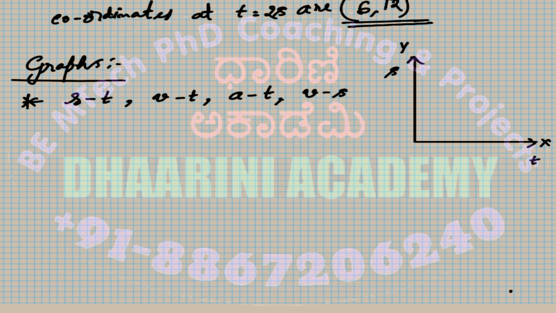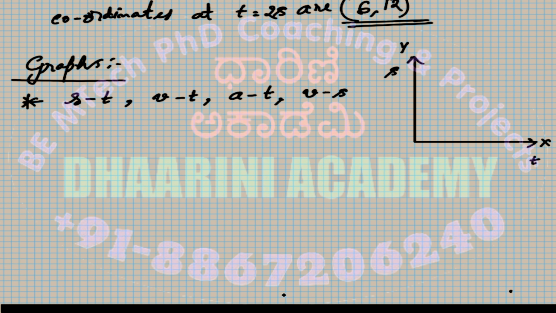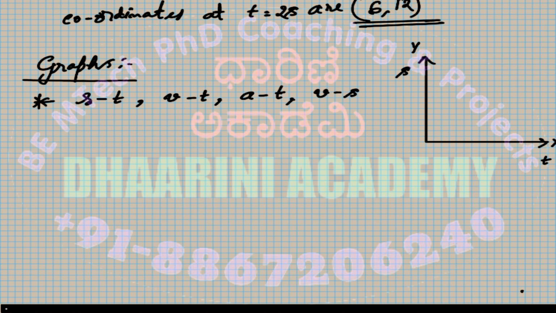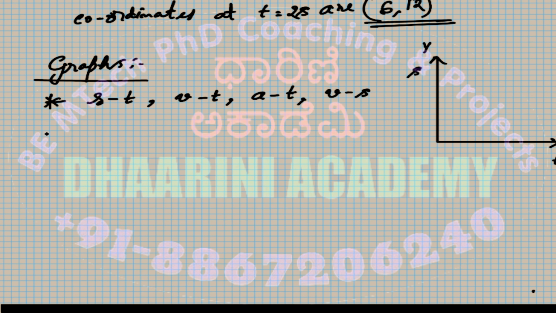Okay, now the shape of the graph will be decided by the equation that relates x and y. So how do you relate y with x? Y with x indicates s with the time, or v with the time, or a with the time, or v with s. Any of them. How they are related to each other will decide the shape of the graph.